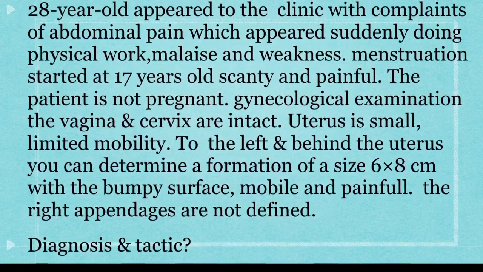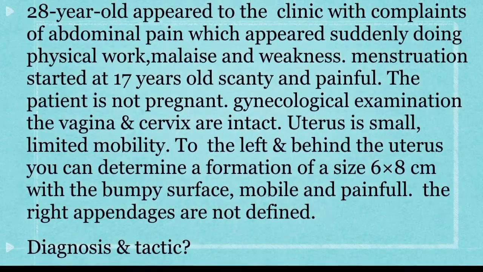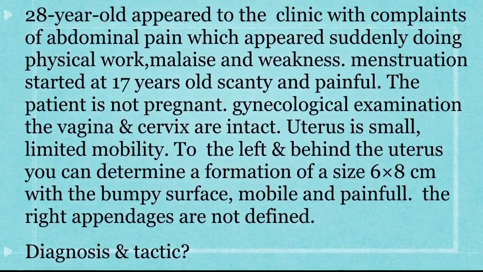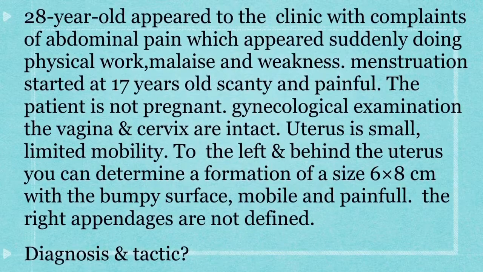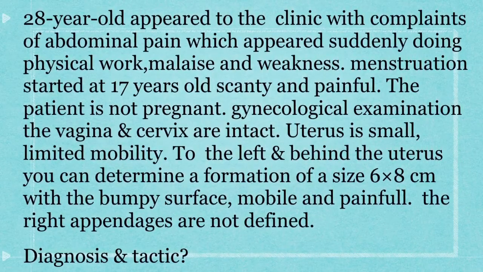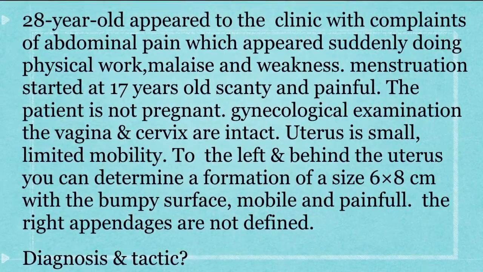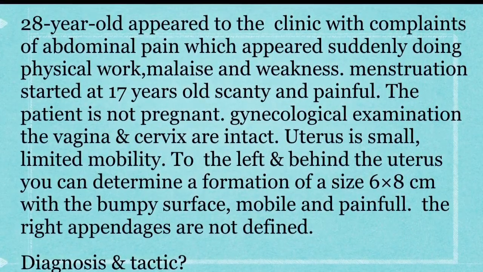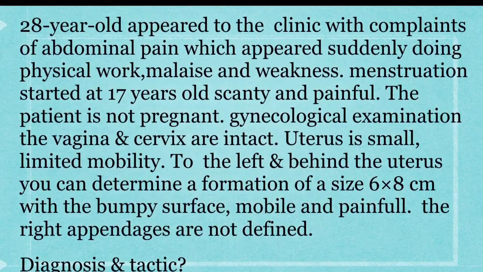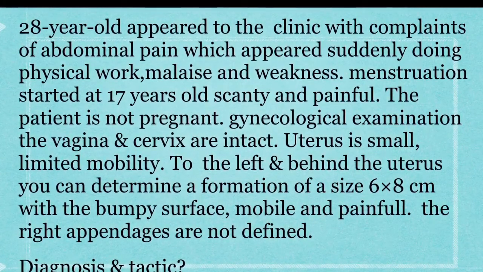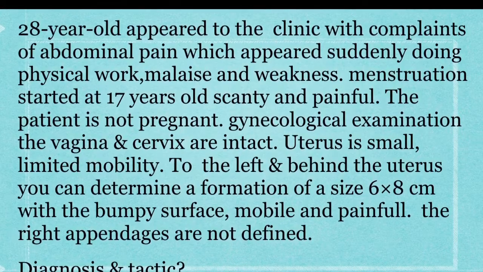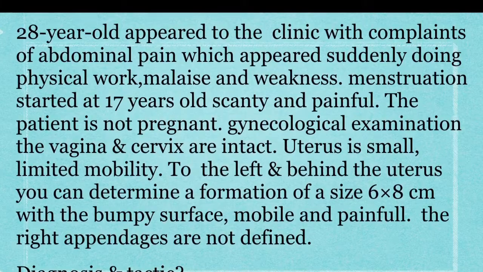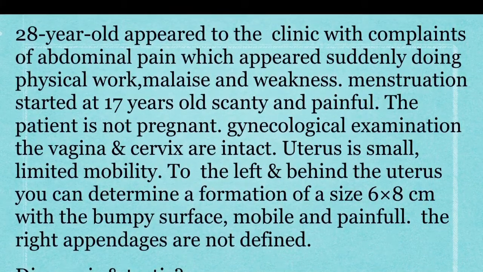A 28-year-old appeared to the clinic with complaints of abdominal pain, which appeared suddenly during physical work. Patient happens to have malaise and weakness. Upon collecting history, menstruation started at 17 years old and it was scanty and painful. The patient is not pregnant, and on gynecological exam, the vagina and the cervix are intact. The uterus is small with limited mobility.